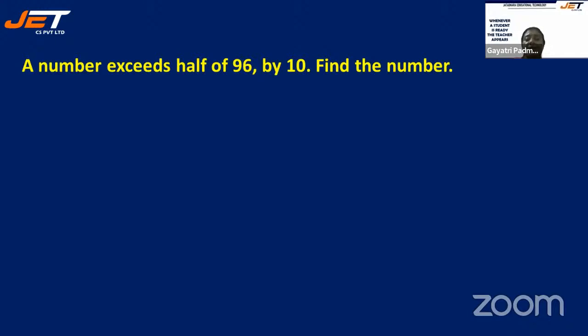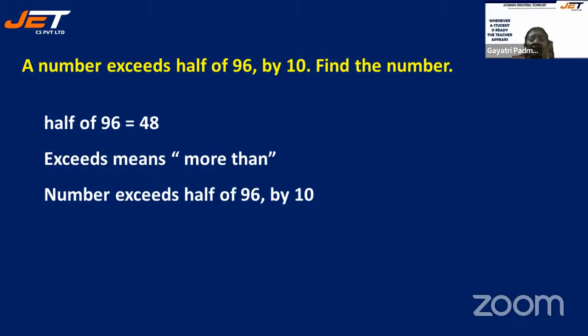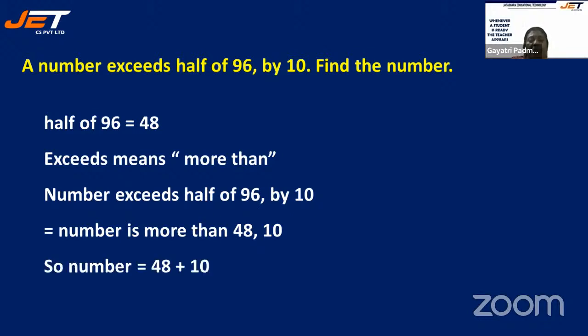A number exceeds half of 96 by 10. Exceeds means what? More. Okay. So now in this kind of sum, let us first find out half of 96. What is half of 96? It is 48. Exceeds means more than, isn't it? So the number exceeds half of 96 by 10, which means the number is 48 plus 10, which is 58. All right. So this number must be 58.